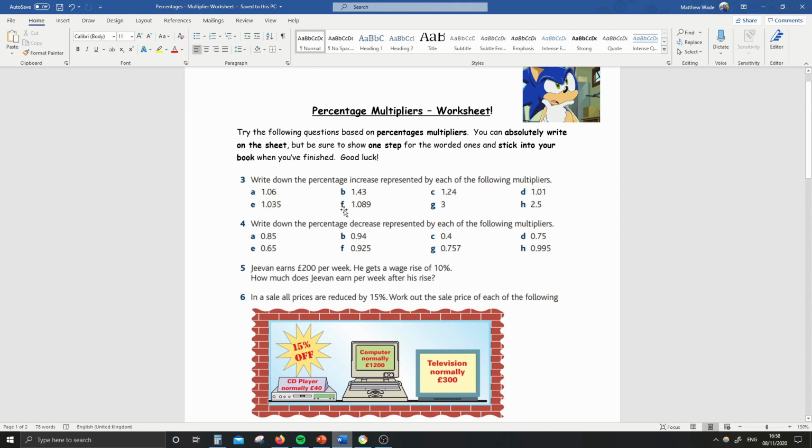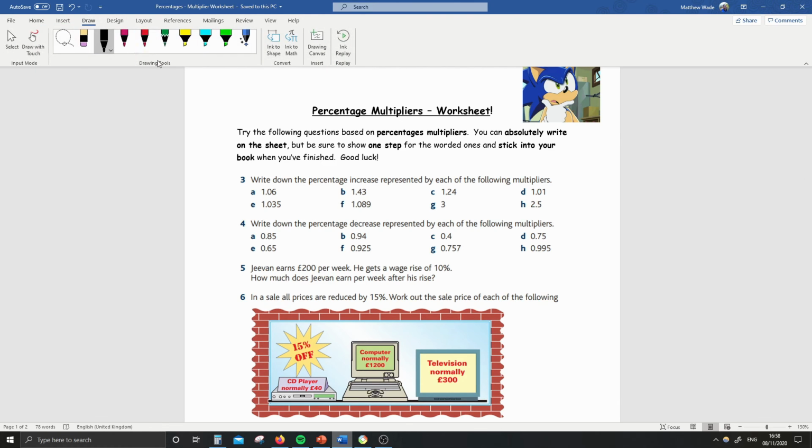Just write down the answers to each of these questions with the multiplier. There's only one thing that's a bit funny, and it's the first question. So if you check it out, the percentage increase that represented by these multipliers, first one's 6%. Because 106 would be the percentage, which means it's 6% more than 100. This one's 43%, and so on. Here you go, the percentage decrease. This one's a bit trickier because 0.85, that's 85%, which means you reduced 100 by 15%. Cool beans, it's tricky.